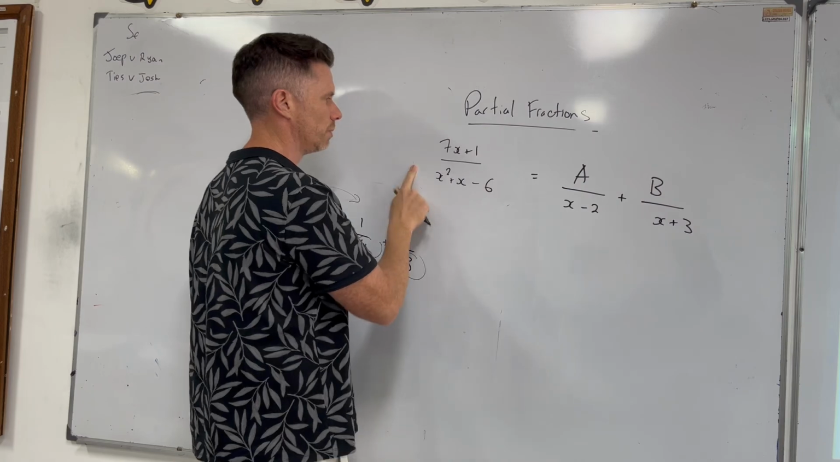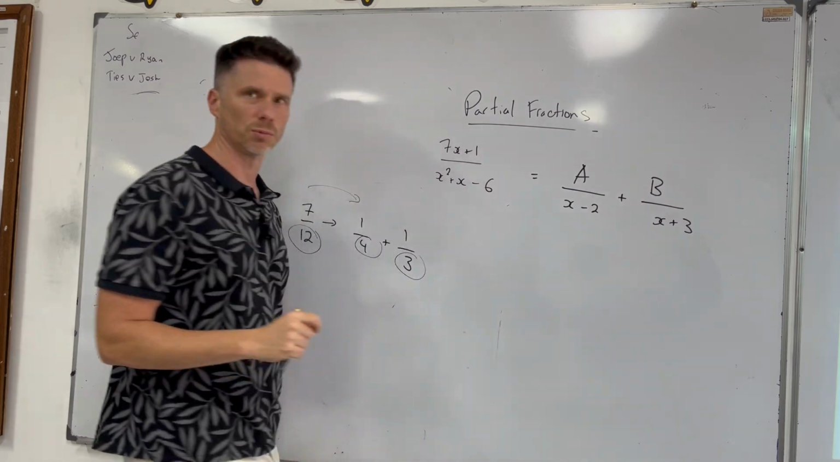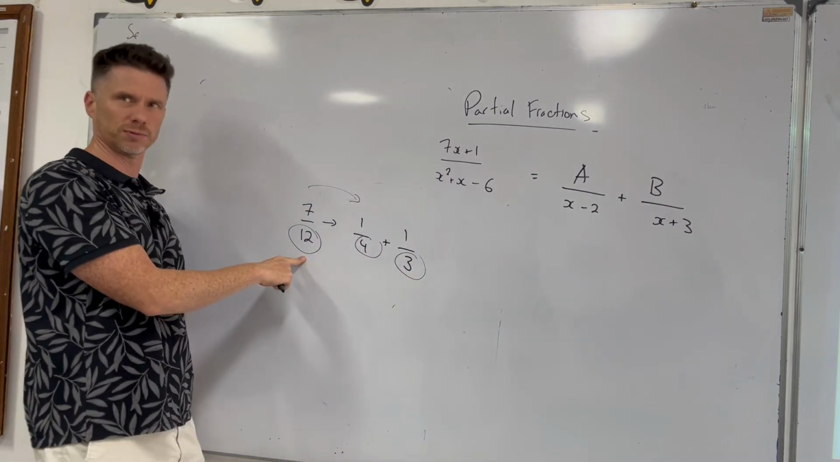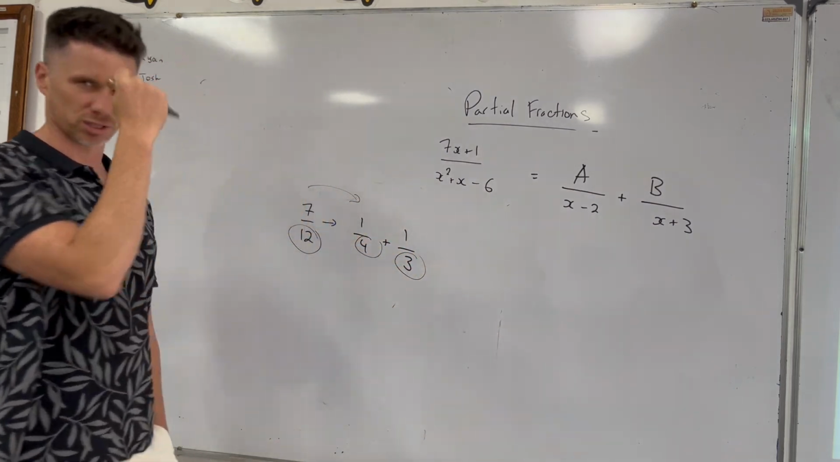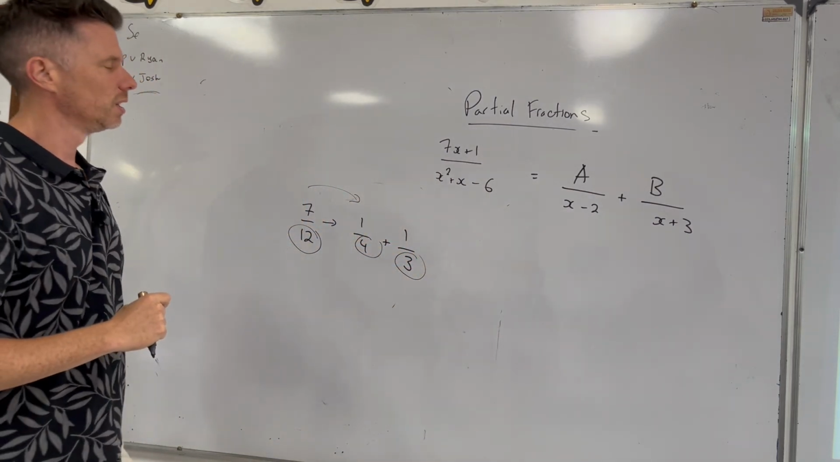So we haven't done anything yet. We just have, well, we factorized this to form two things that multiply. So same as the 4 and 3 multiply to give the 12. These two multiply to give this. But it's not as easy to just logic out the 1 and 1 here.